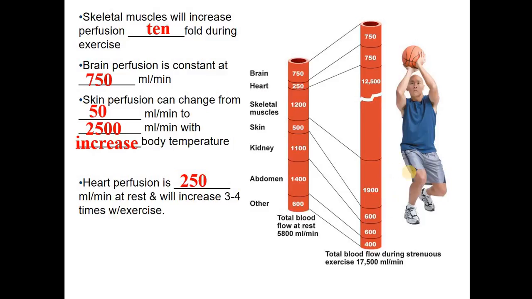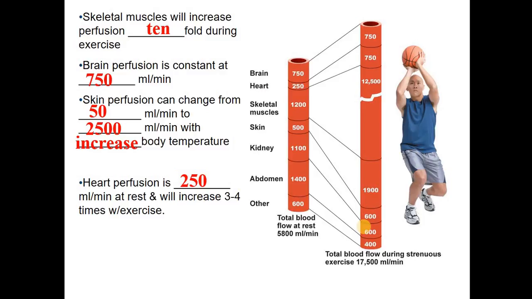You increase the flow as well to the skin because you're increasing your temperature. So as that blood flow is going, you have some heat that's needing to escape as well. The abdomen, you have decreased flow there. And you might notice that the flow to different areas will go down because a lot of blood is going to the muscles at the time.